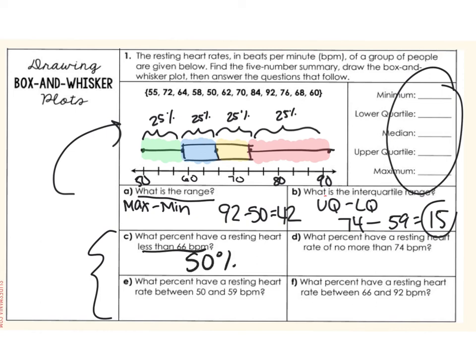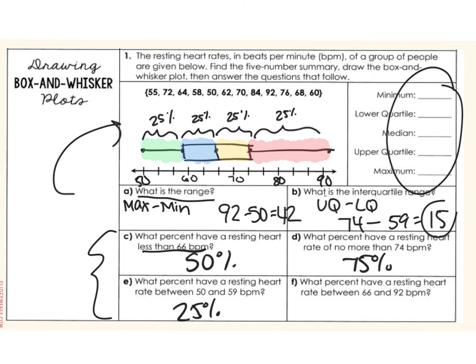The next question says what percent have a resting heart rate of no more than 74. So 74 is the upper quartile. So no more than that is less than that. So that's 1 quarter, 2 quarters, 3 quarters. So that's 75%. E says what percent have a resting heart rate between 50 and 59. So that is only 1 quarter, which is worth 25%.